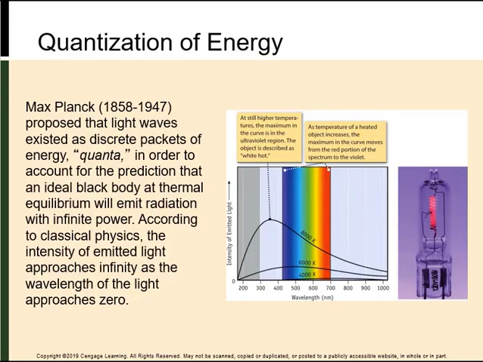So this is looking at radiation given off by a heated body. It shows us that at high temperatures, the maximum in the curve is in the ultraviolet region. The object is described as white hot. As the temperature of a heated object increases, the maximum in the curve moves from the red portion of the spectrum to the violet. We can see the red to the violet as it's heating. When it is heated, it is emitting radiation covering the spectrum of wavelengths.